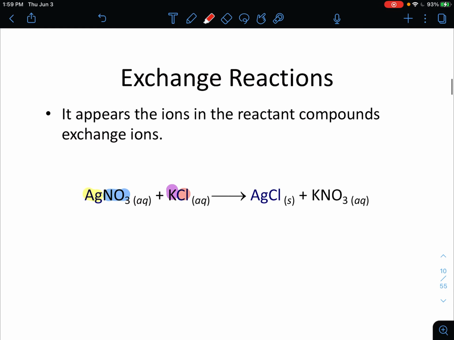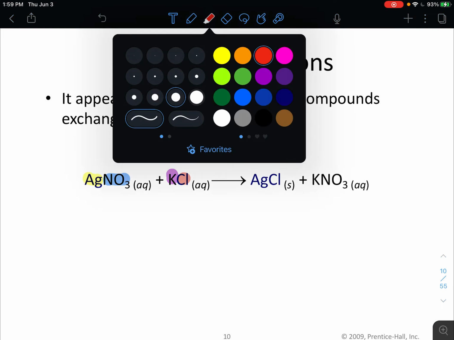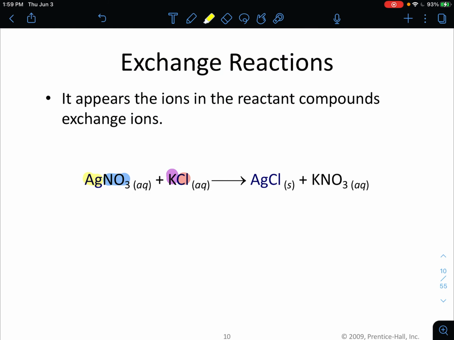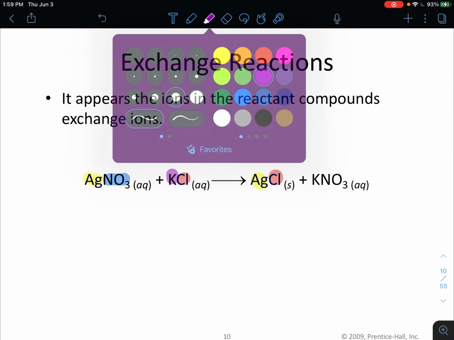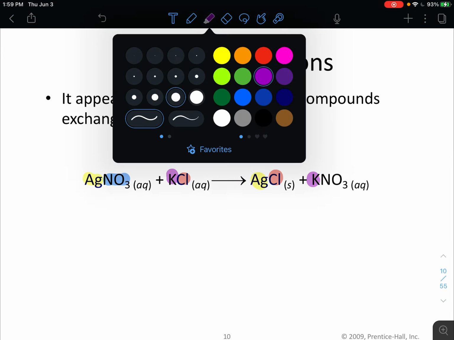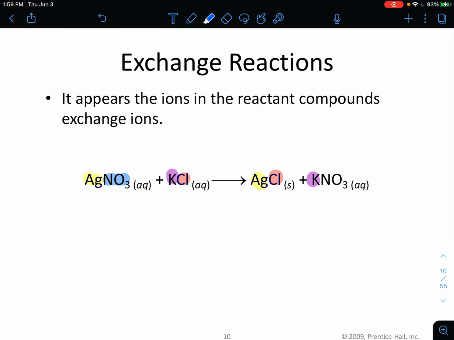Yeah. So then, if we follow that, we can see the partners are switching. So silver goes with chloride, and potassium goes with nitrate. So that's an exchange reaction because the ions swapped partners going left to right in this reaction. But there's something else important happening in this reaction as well.